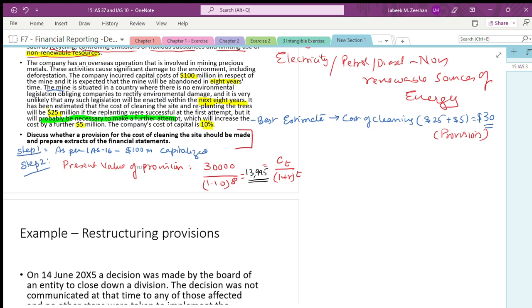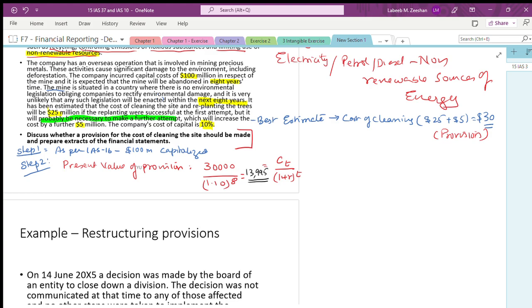Fine. First we have to calculate the present value of provision. Next, what we have to calculate? On this basis, the present value of provision. Provision is a liability. What will happen? Definitely we have to credit it, to increase the liability.